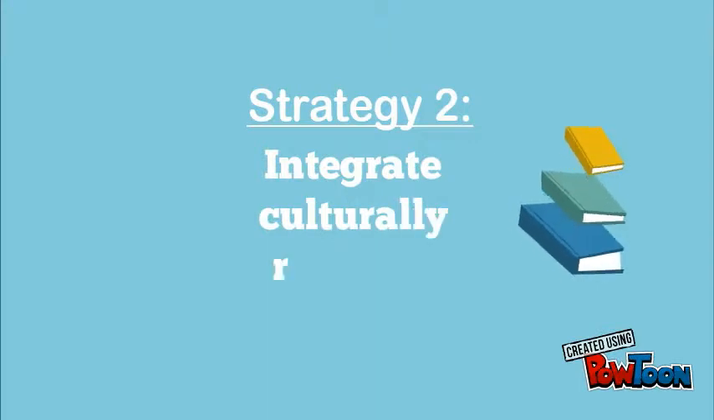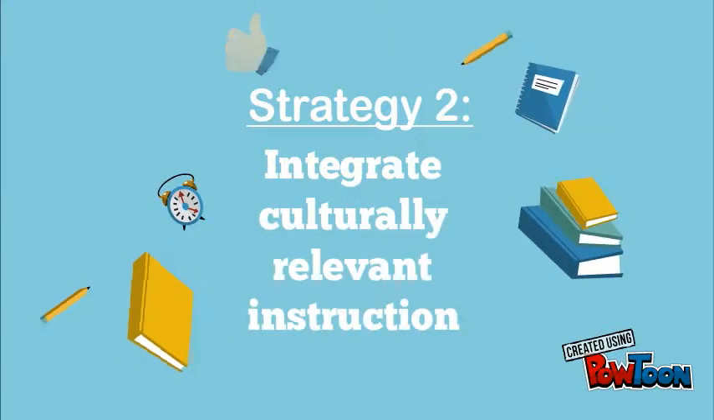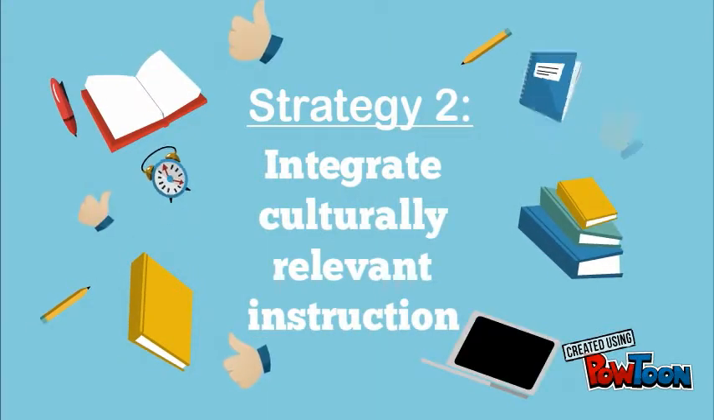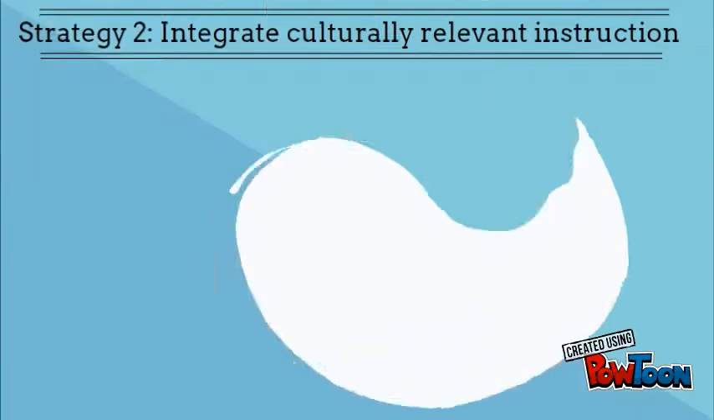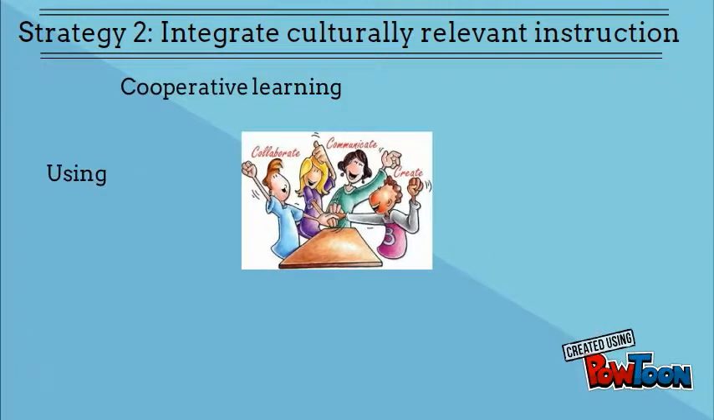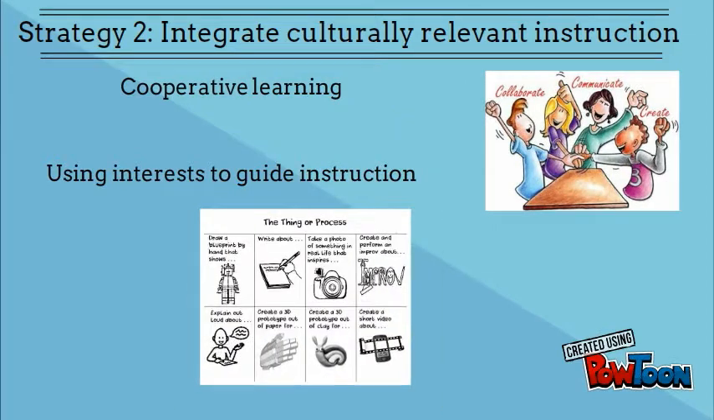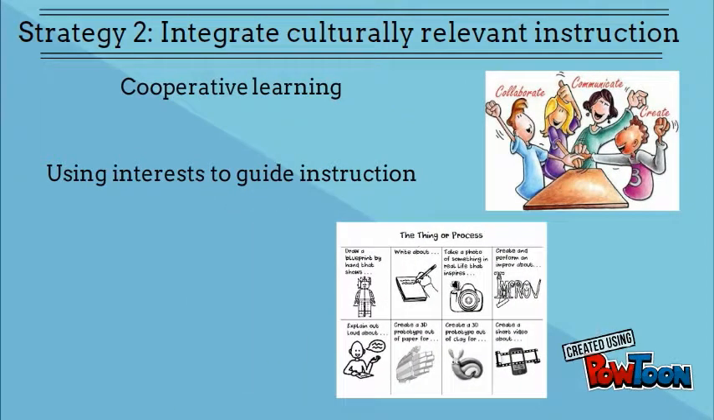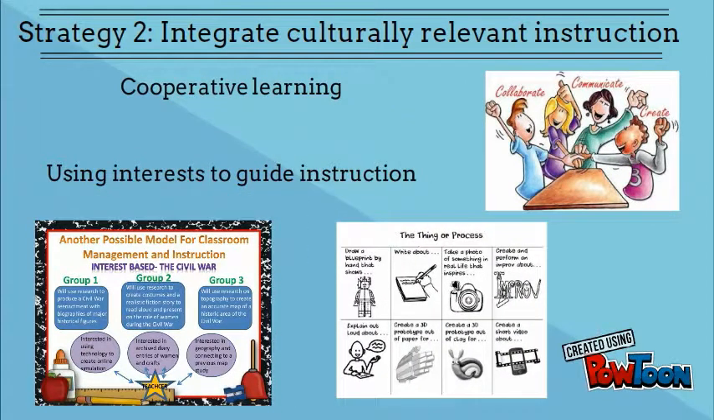Strategy 2. Integrate culturally relevant instruction. Strategy 2 includes the use of classroom techniques to help embed students' culture within learning. The idea of using cooperative learning where students work with one another to increase instruction or using interest to guide instruction helps to keep students motivated.